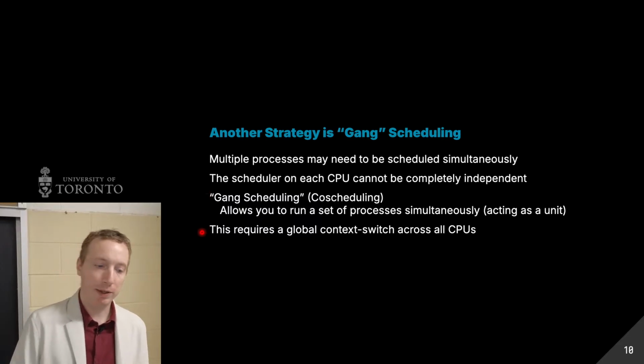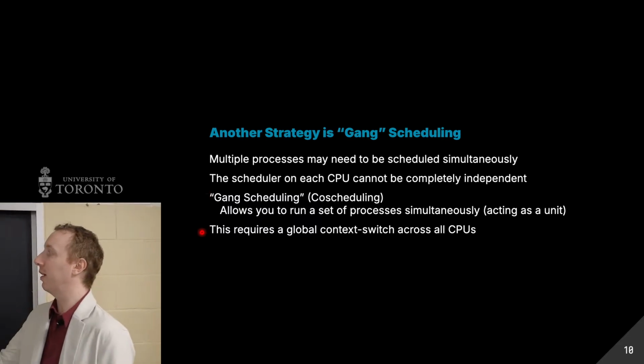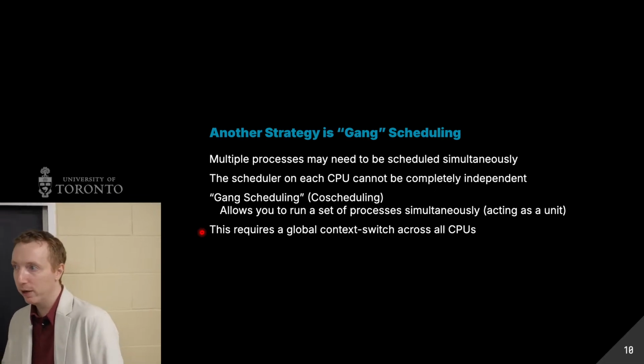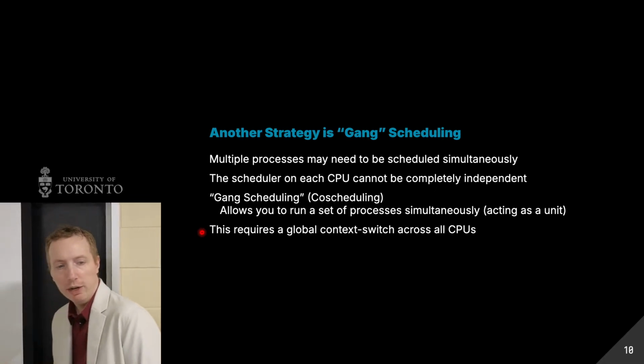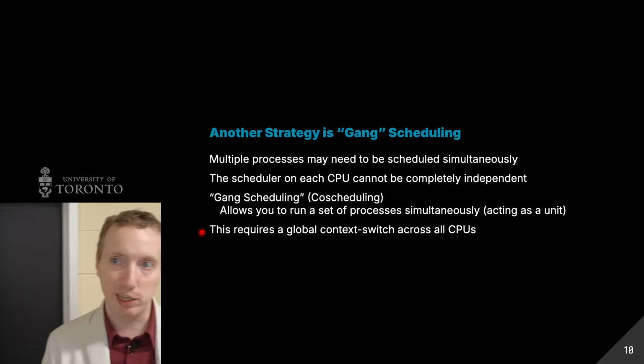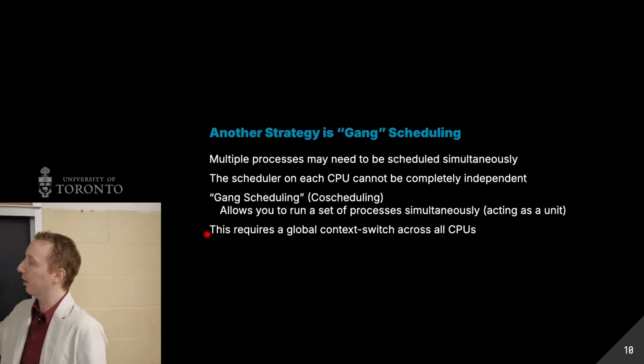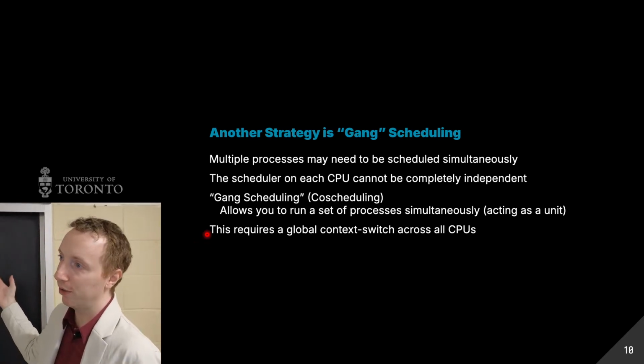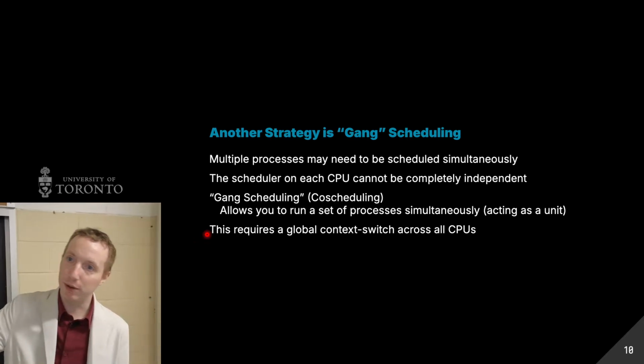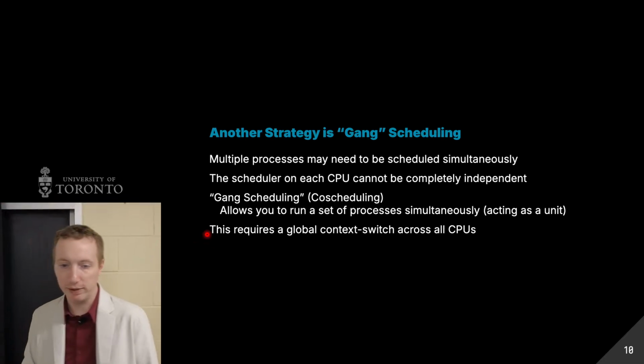And that allows me to basically just context switch a set of processes simultaneously so they all act as one unit. Generally, you won't see this unless you get into really high performance computing, because this requires a giant global context switch across all CPUs. So all CPUs switch to running the same set of processes all at once.